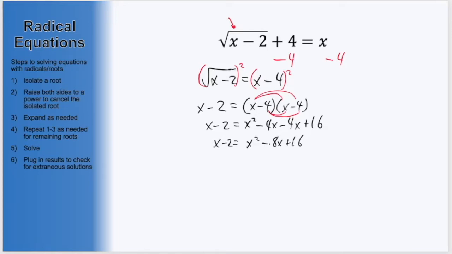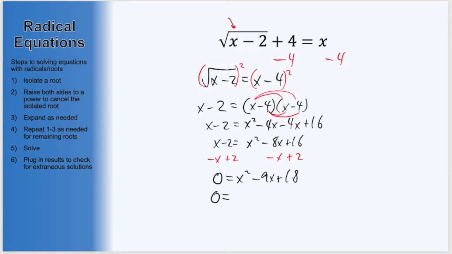Because of the x squared term, we notice we have a quadratic equation. Whenever we are trying to solve a quadratic equation, we want to get everything over on one side equal to 0. To do that, I'll move the x and the minus 2 over to the right side by subtracting x and adding 2. This will end up giving us 0 equals x squared minus 9x plus 18. Now that we have everything on one side, we can either try to factor or use our quadratic formula.